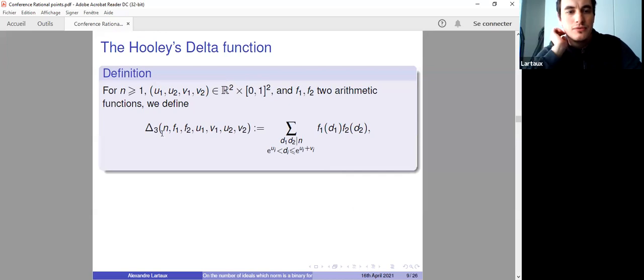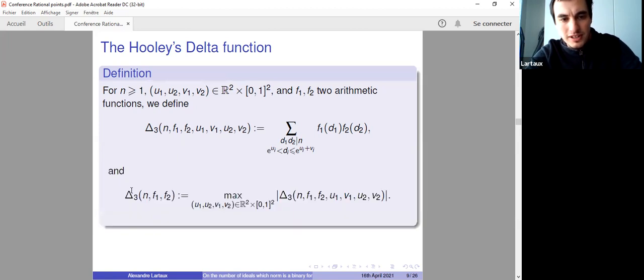But we can also take in this function delta 3 two other arithmetic functions in arguments. This leads us to this equality. And now delta 3 takes seven arguments. And we take v1 and v2 because the functions f1 and f2 are not necessarily positive. So delta 3 of n, f1, f2 is the maximum over u1, u2, v1, v2 of this function of 7 arguments.